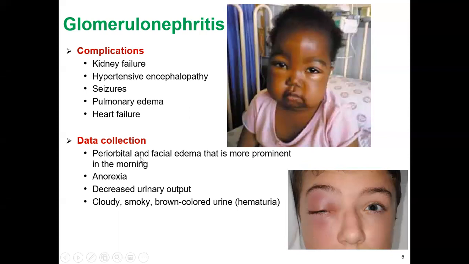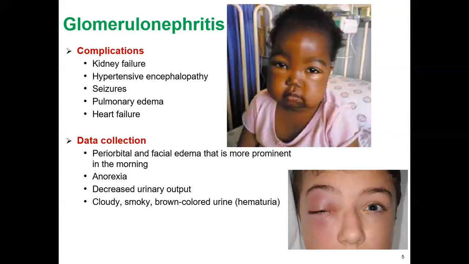The patient has periorbital or facial edema that is most prominent in the morning. This picture shows periorbital edema. When fluid accumulates around the eye, we call it periorbital. And in this picture, water accumulates in the face, facial edema. Anorexia, decreased urinary output, or cloudy, smoky, brown-colored urine, or hematuria.